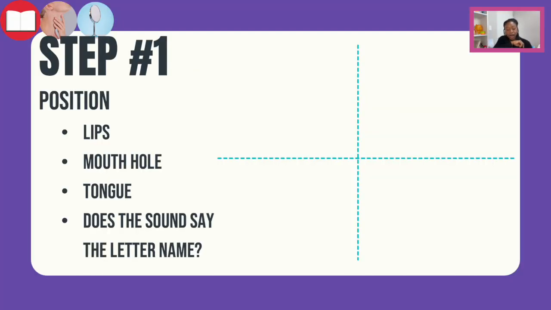So let's go. Right, now when it comes to vowel sounds, so this is for you as a teacher, there are 4 things that we're trying to look out for. Where the lips are, what the lips are doing, how big the mouth hole is, what the tongue is doing or where is the tongue, and does the sound say the letter name? That's what we're going to be looking at. So whether the sound is a long sound, meaning it says its letter name, or is a short sound. So let's take a look at this first one.